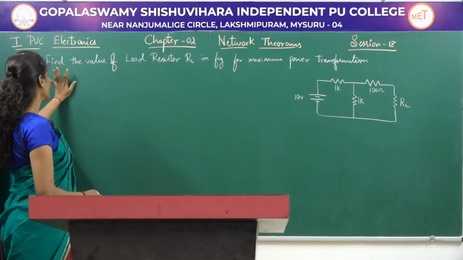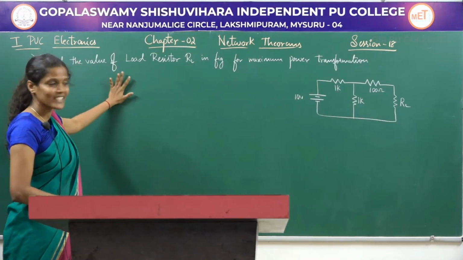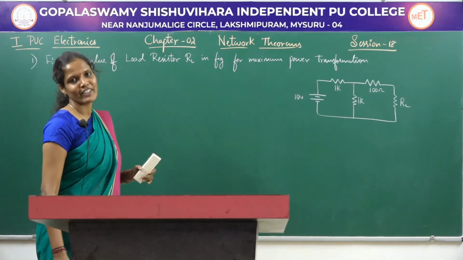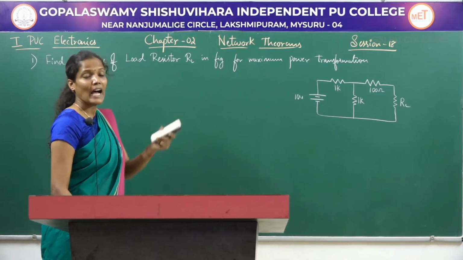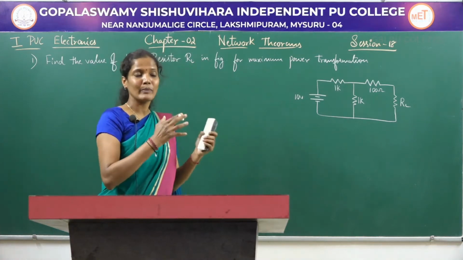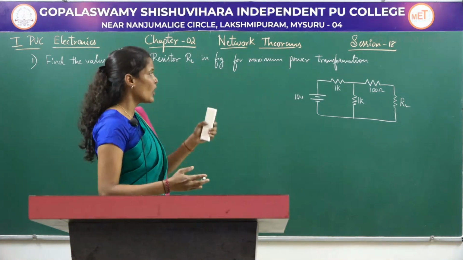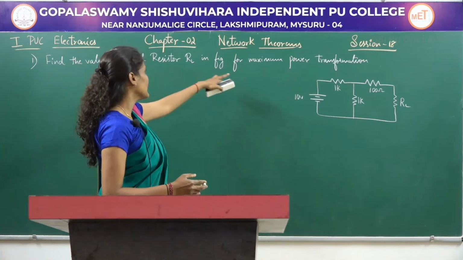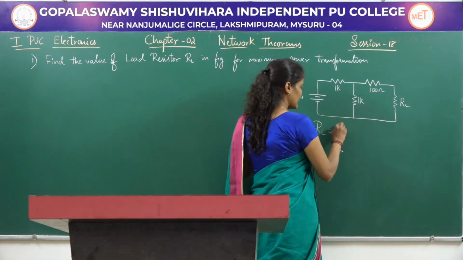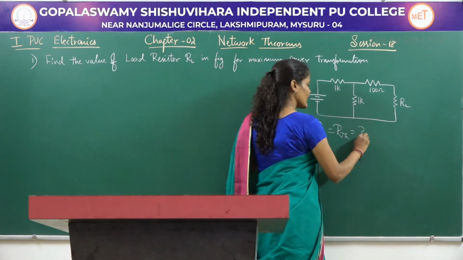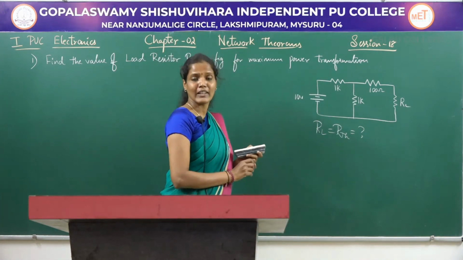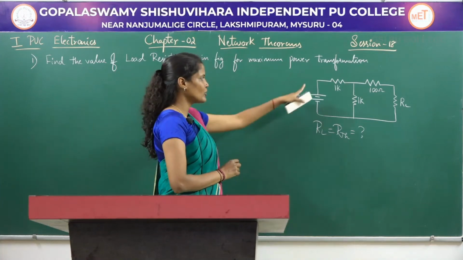So this is the first problem where you have to find the value of load resistor RL in the figure for the maximum power transfer. For maximum power transfer, we know that RL must be equal to R Thevenin. Only then the maximum amount of power will be transferred from the source to the load. So RL equals R Thevenin, and we have to find out this R Thevenin.